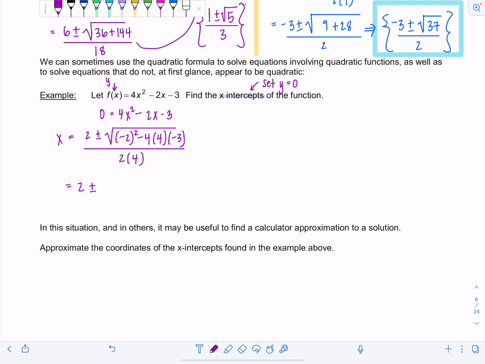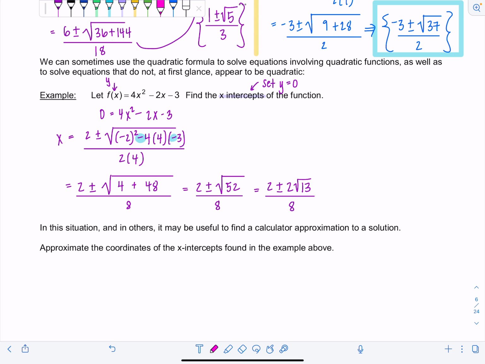Okay, so this is 2 plus or minus square root. Let's see here. Negative 2 squared is positive 4. And then again, look, this is going to turn into positive 4 times 3. That's going to be 48 all over 8. So what do we have here? This is 2 plus or minus the square root of 4 plus 48, which is 52, over 8. 52 is 4 times 13. So that's going to be 2 plus or minus 2 rad 13 over 8.